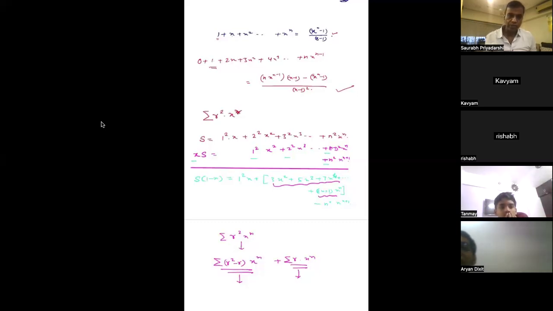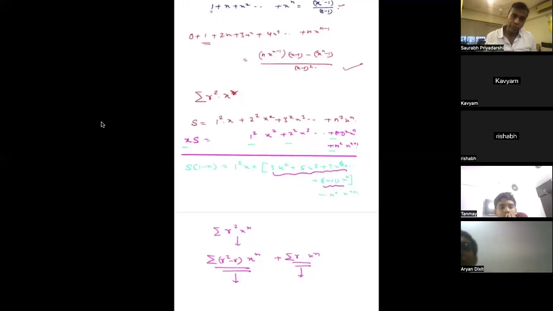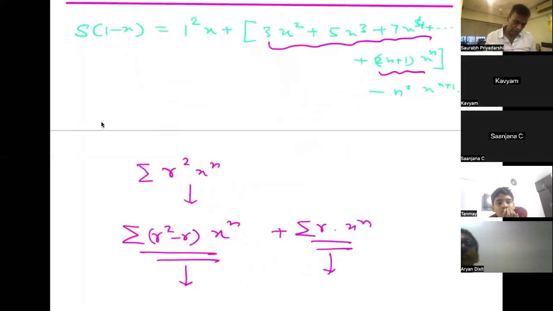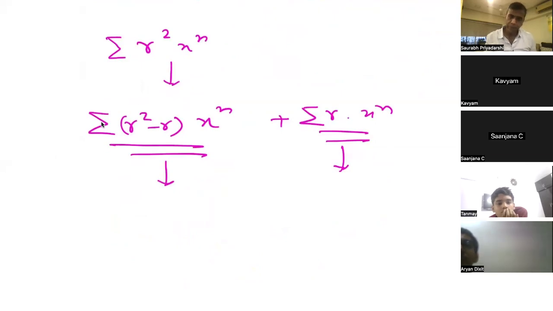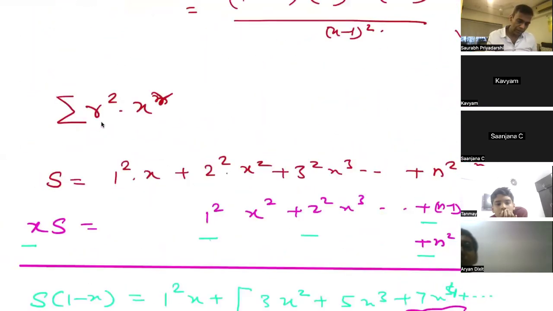We were talking about sigma r square x raised to n. No, I'm not differentiating this. What I'm saying is, I am subtracting r from this and adding r. So this number is r minus 1 x to the power n. What will happen if I differentiate this function?